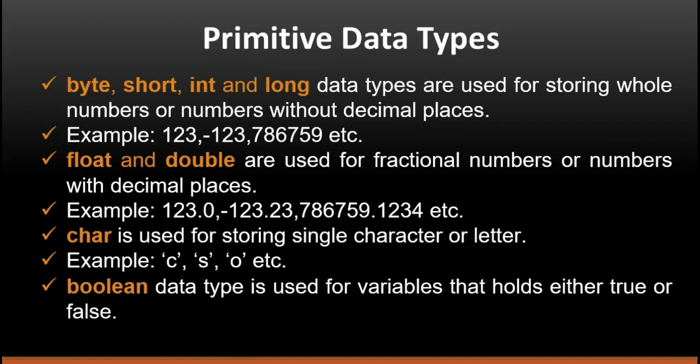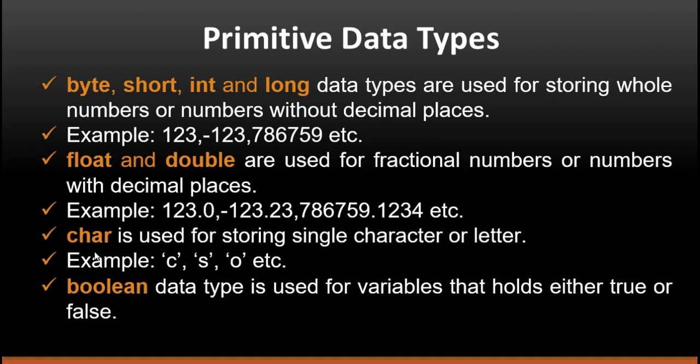Now let's see primitive data types in detail. Byte, short, int and long are the data types that come under numerical, that is data without decimal places. So if you have any data without decimal places, you can go for any of these data types. Another numeric data type we have is float and double. They are used for representing fractional values or decimal values. So if you have numbers with decimal places, then you can go for float and double.